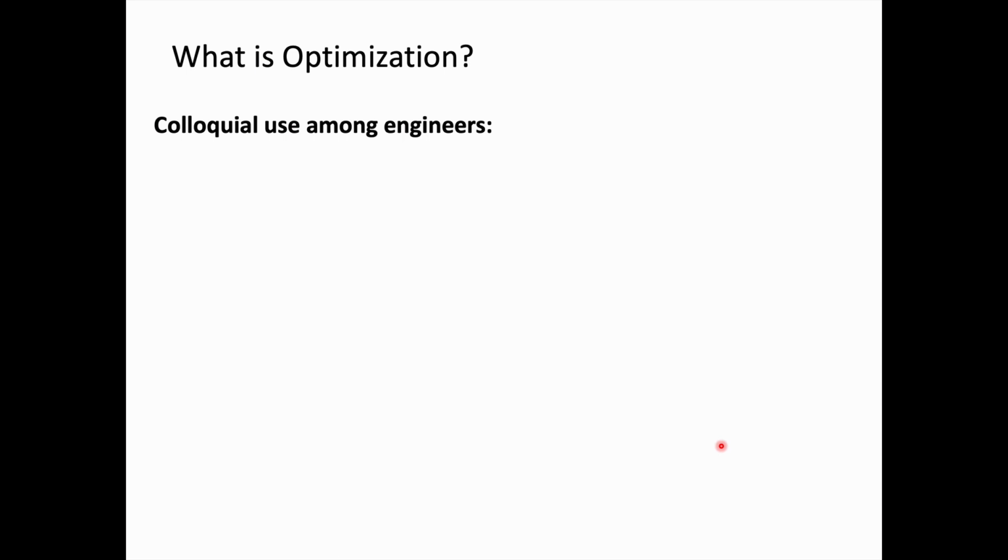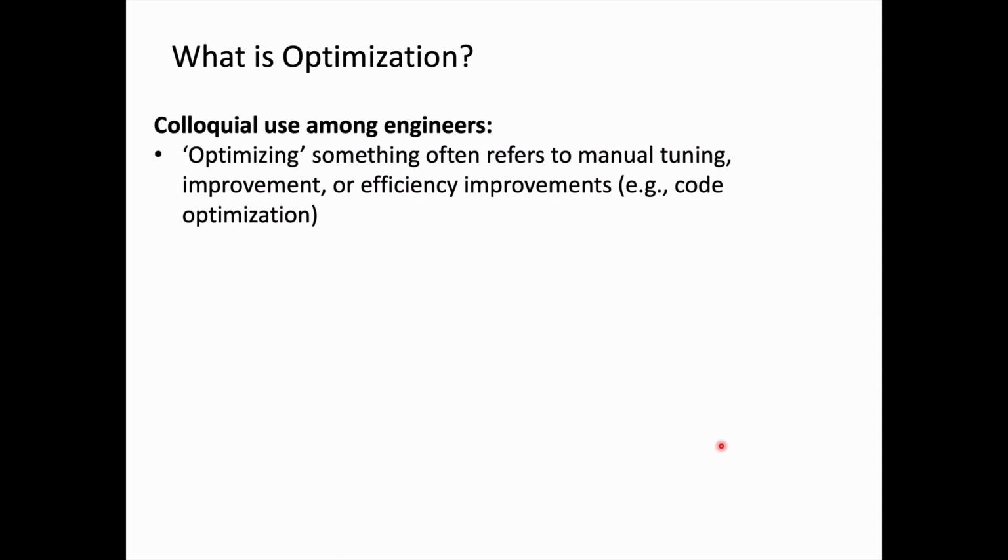Often this term, optimization, is used colloquially among engineers to mean things like improvement. For example, using some kind of expert intuition or knowledge to do some manual tuning to improve efficiency or other aspects of performance. Or, for example, in the past, I worked at a software company, and it was very common to talk about code optimization. And this often referred to getting the code to run more efficiently, reducing the execution time of the code.